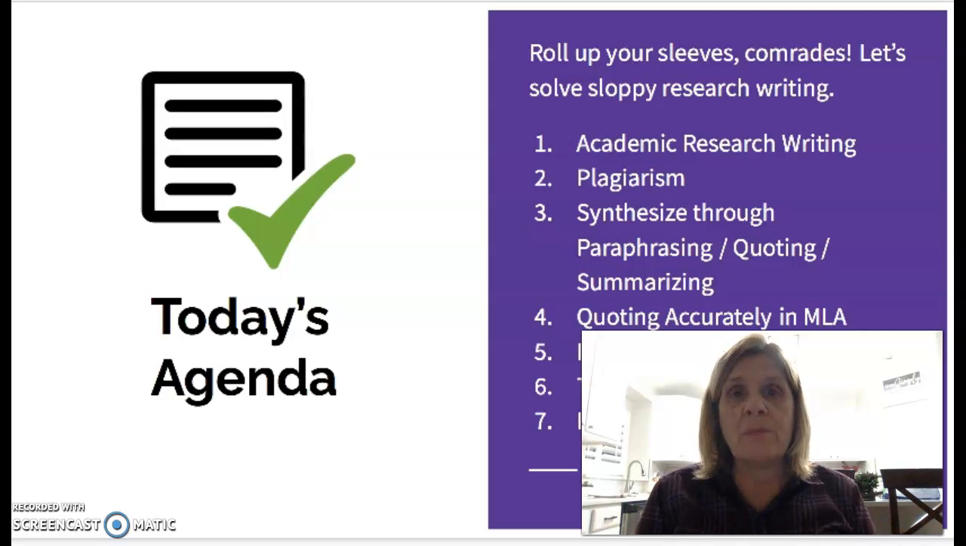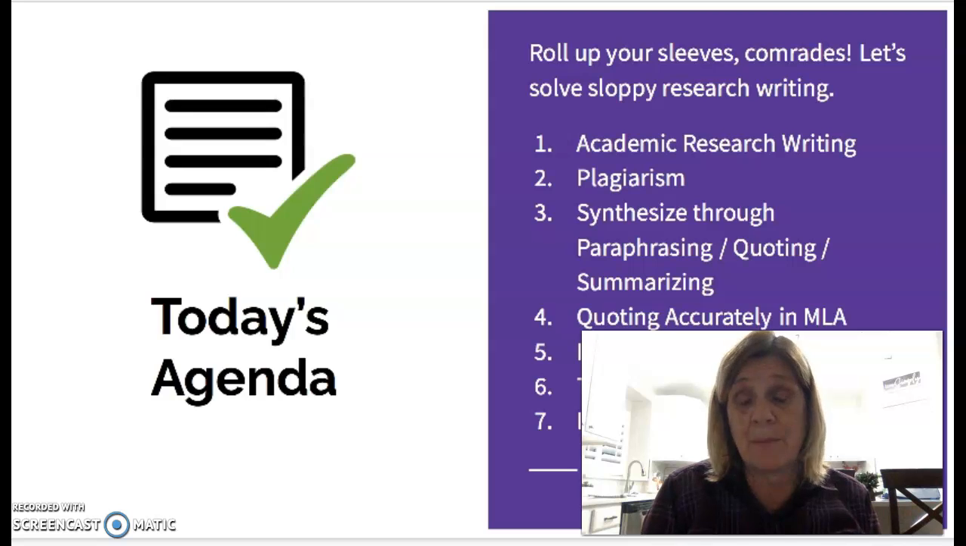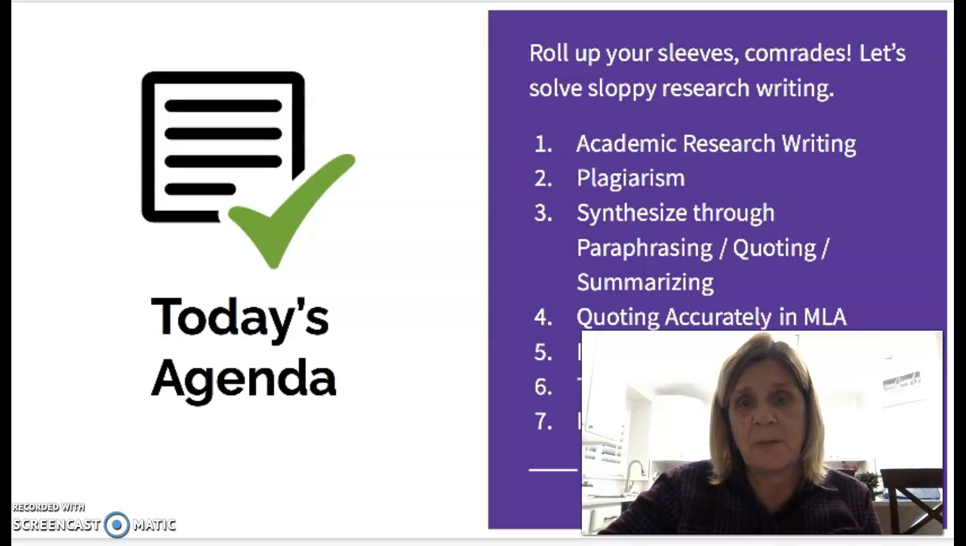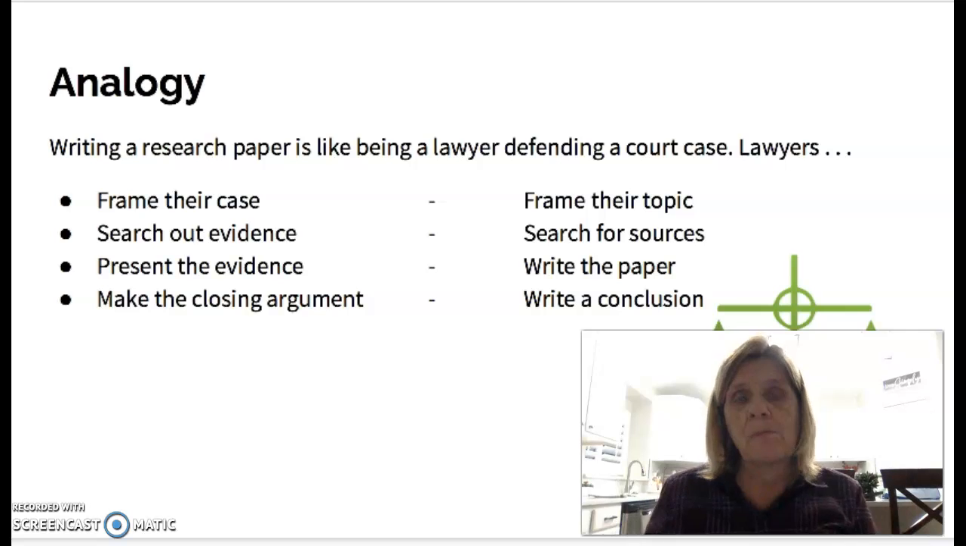Research writing demands your full attention. It demands that you be extremely organized in the way you present information. You're going to be doing a 6 to 8 page research paper, which might sound like a long paper, but it is not a long paper. So you can see that I'm going to talk about 7 different things that you'll need to be doing when you write your research paper.